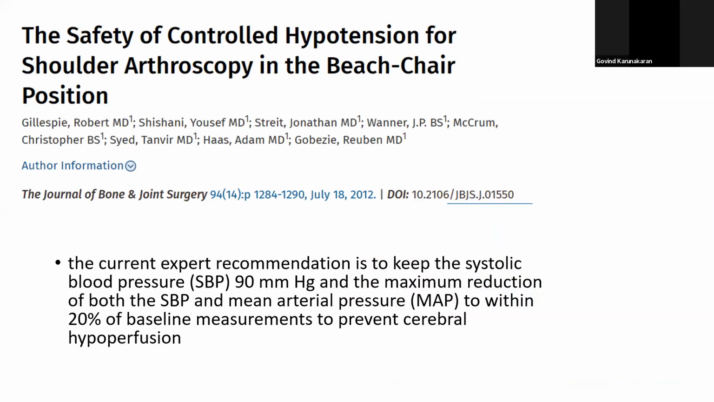The current recommendation given in the study is that the systolic blood pressure should be at a minimum of 90, and the maximum reduction of both the systolic and mean arterial pressure should be within 20% of the baseline measurements to prevent cerebral hyperperfusion. But in the same study, it was shown that when we keep the levels at a minimum of 90 and with the SBP and MAP within 20% of the baseline measurements, no patients were affected with any CDs. So it was again proposed in the same study that the cutoff values can be reduced to a newer, safer level also. But the current recommendation is this.